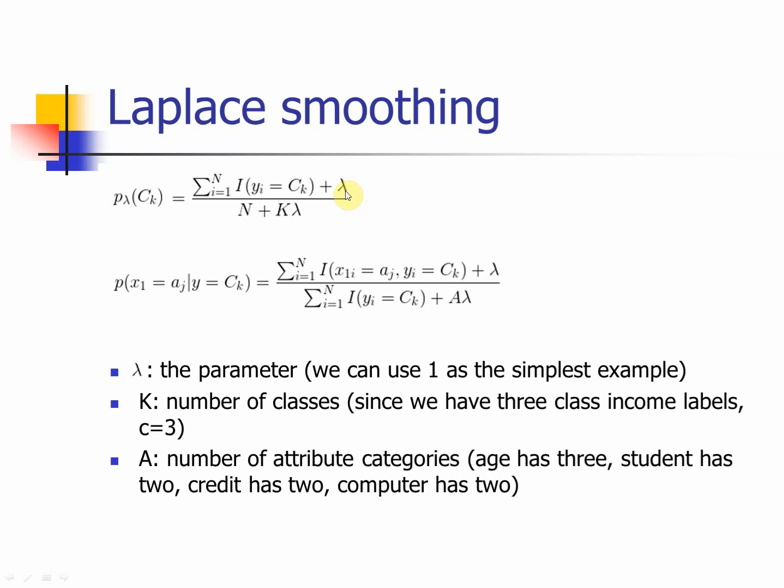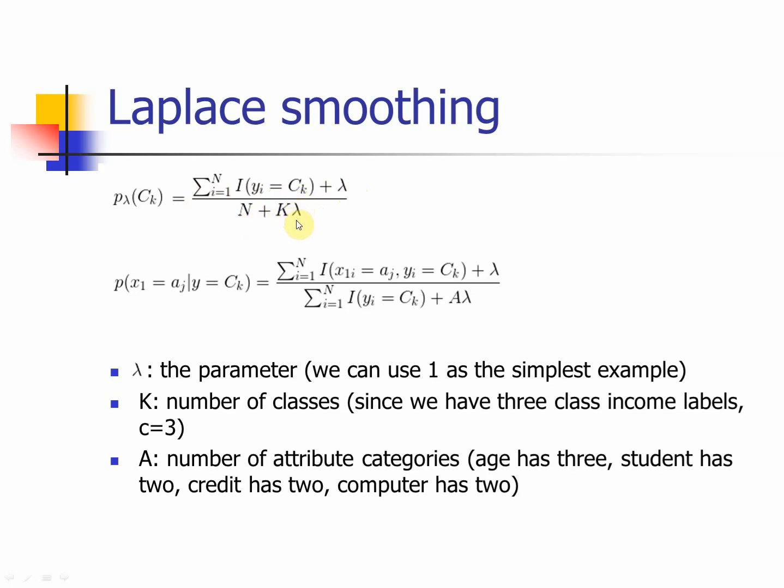So for simplicity, we can consider lambda as 1. You can see that we add 1 over here, and therefore whenever we have a 0 situation, it will not have a minimum value of 0, it will have a minimum value of 1 in this case. Divided by n plus k multiplied by lambda.